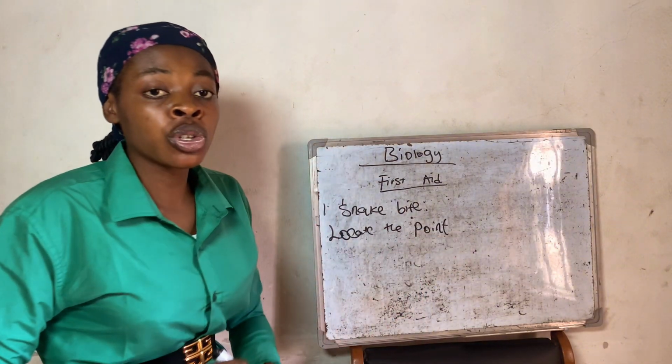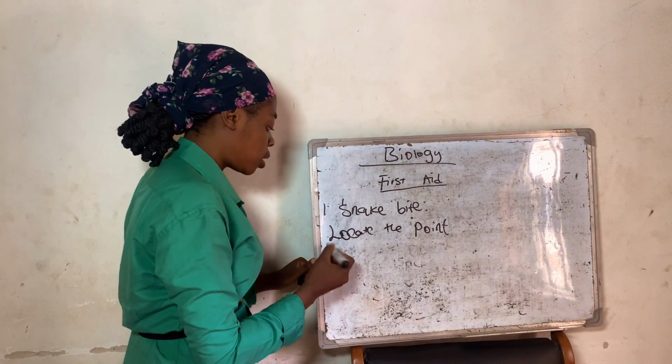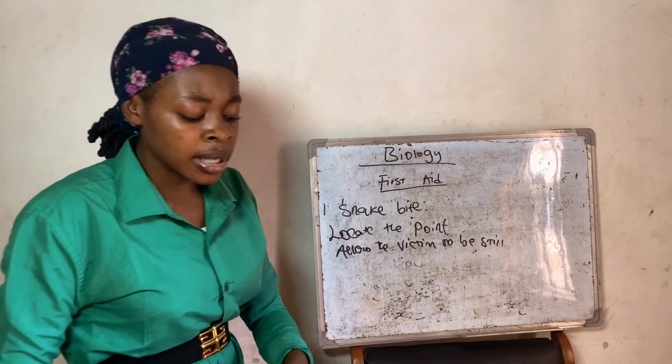Once you locate the point of the snake bite, the next thing you do is to allow the victim to be still. Why do you allow the victim to be still? If you allow the victim to shake or move about, the venoms will spread through the blood around all parts of the body. So once you locate the point of the snake bite, you allow the victim to be still.